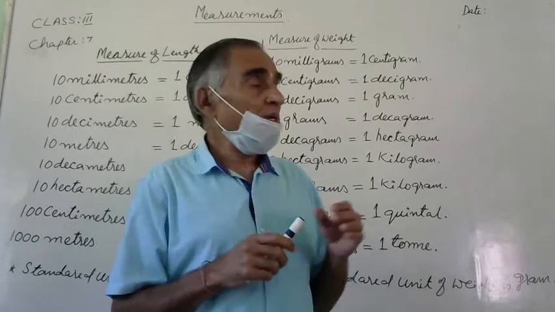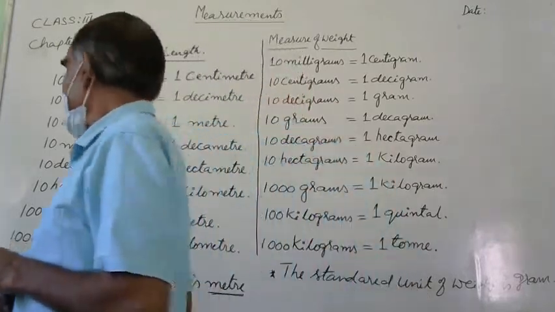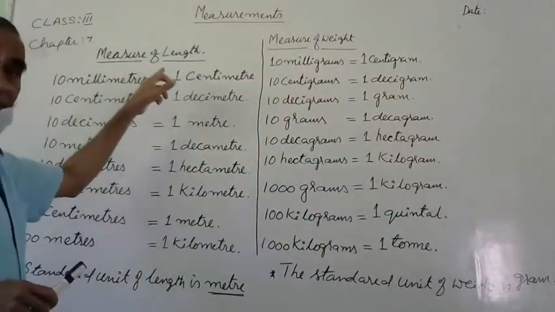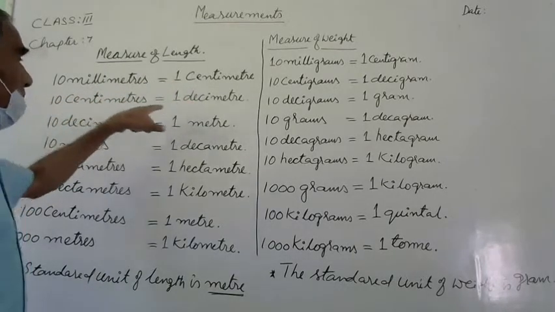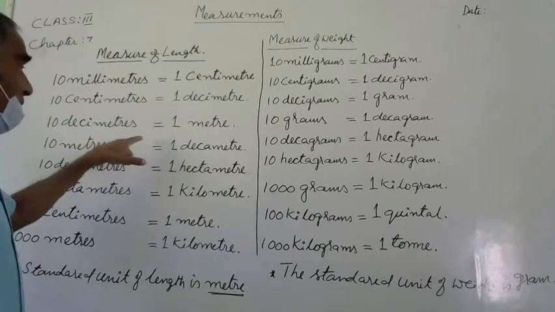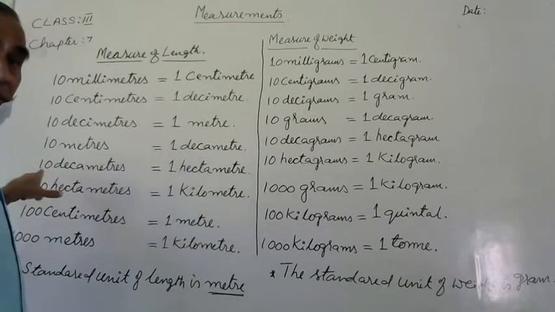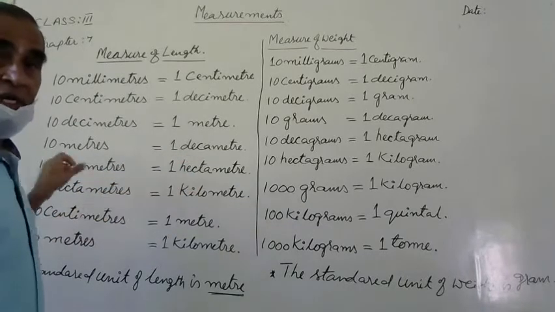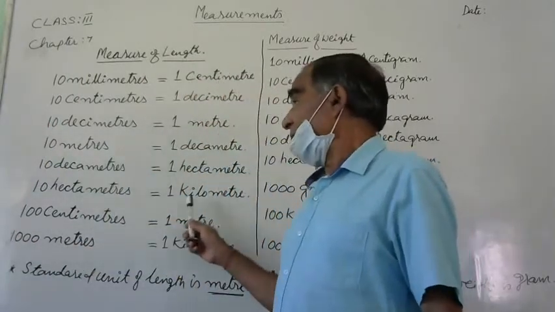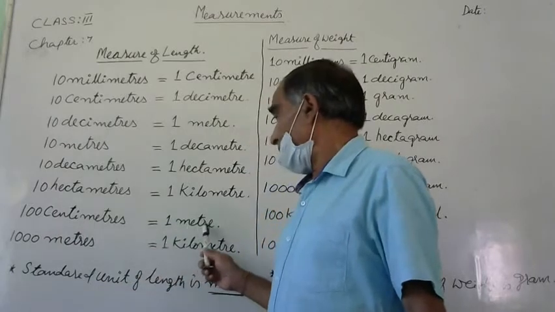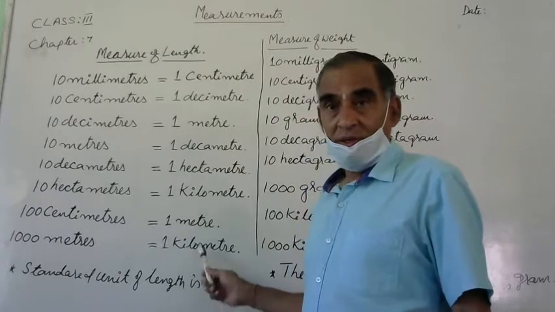Then I will write the capacity table here. First, measure of length. 10 millimeters, 1 centimeter. 10 centimeters, 1 decimeter. 10 decimeters, 1 meter. 10 meters, 1 decameter. 10 decameters, 1 hectometer. 10 hectometers, 1 kilometer. 100 centimeters, 1 meter. 1000 meters, 1 kilometer.